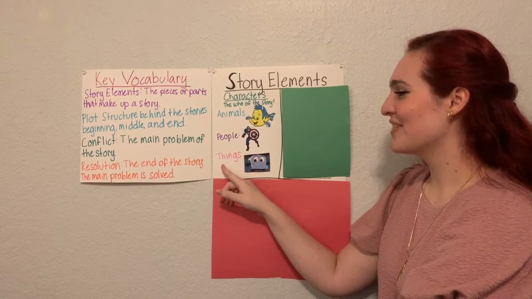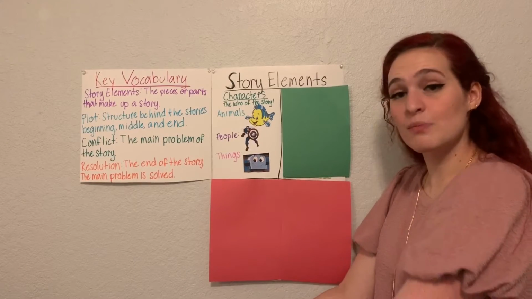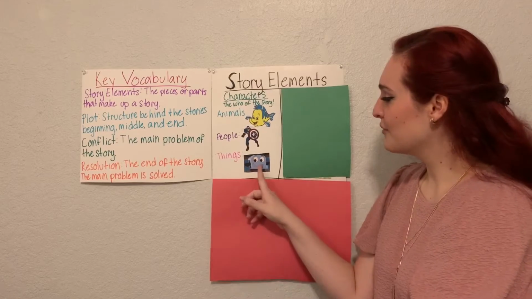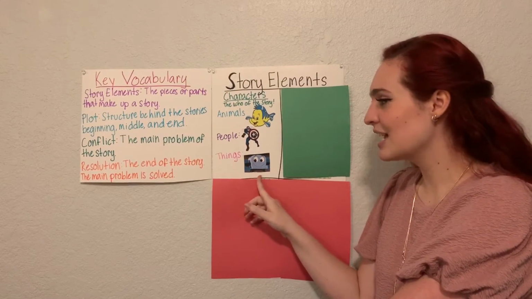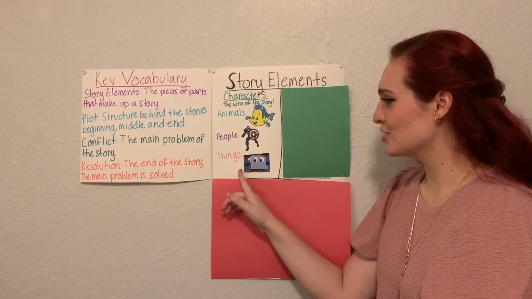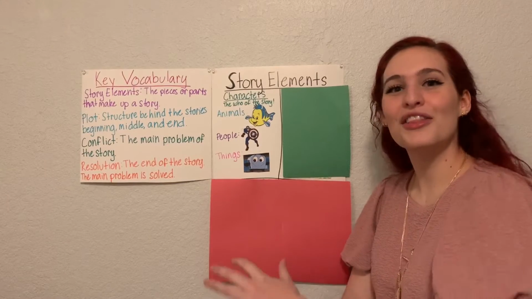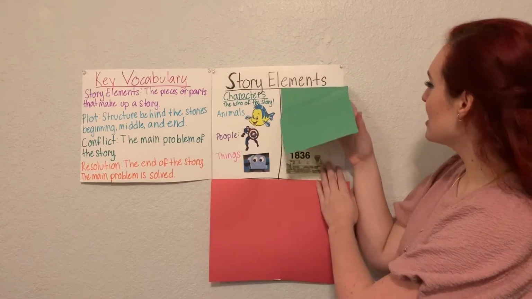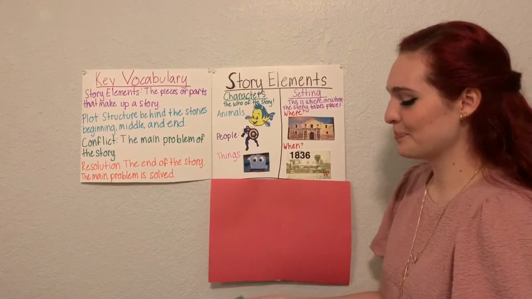We can also have characters that are things. This is where they're not animals, they're not people, and sometimes they're not even real-life living things. For example, we have a toaster from The Brave Little Toaster. Does anyone else have an example of characters that are things, not animals and not people? The fork and the spoon. That is right.